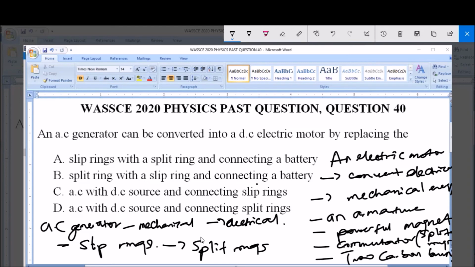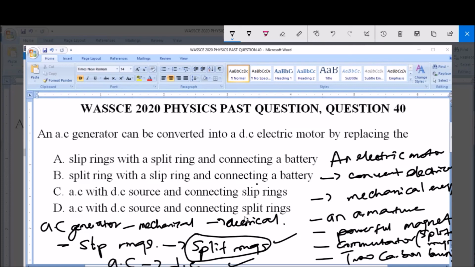This is the only difference between this generator and the electric motor, and also replacing the alternating current with a direct current. That is, replacing the AC current with a direct current. So these are the two major things required for the conversion of an AC generator to an electric motor.